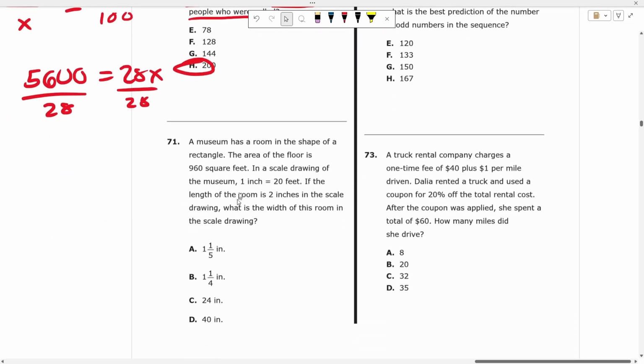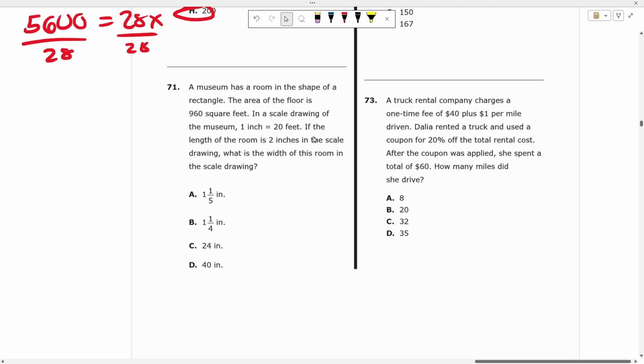So moving on to number 71, it says that a museum has a room in the shape of a rectangle. The area on the floor is 960 square feet. In a scale drawing of the museum, 1 inch is equal to 20 feet. So in this case, we're dealing with scale drawing. Whenever you're drawing floor plans for something, or planning out something that's really big, you often use the scale factor. Why? Let's say you want to make the floor plans for a 2,000 foot skyscraper, right? You're not going to get 2,000 feet of paper and draw your model onto that. You're going to say, well, let's say that 2 inches on this piece of paper is actually 100 feet, right? And that lets you represent that big area onto a smaller area.